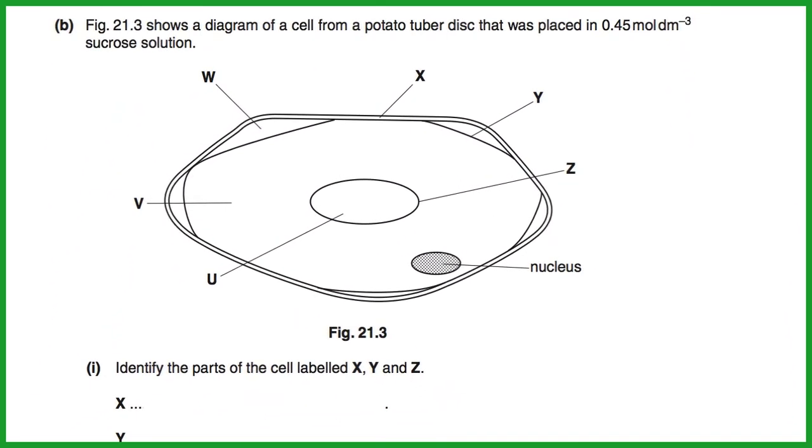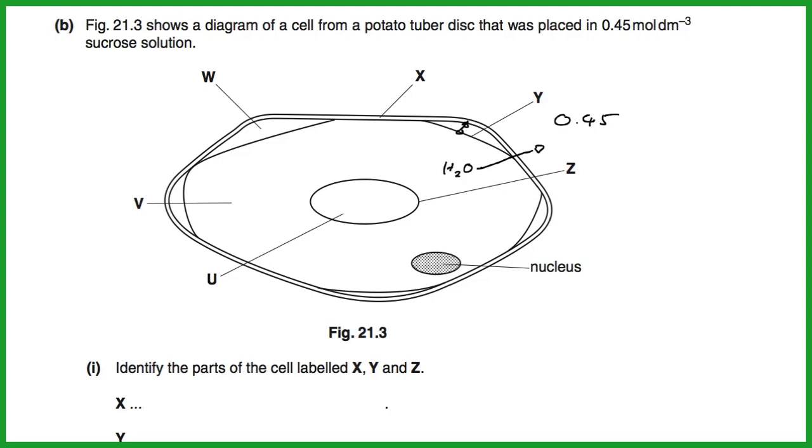Okay, then they show you a diagram of a cell from a potato tuber disc that was placed in 0.45 molar sucrose solution. So we've got 0.45 molar outside, and the potato tuber disc has lost mass. The reason it's lost mass is that there's a more negative water potential outside, so the water has moved by osmosis, and the volume of the cytoplasm has reduced. Now the cell membrane remains around the cytoplasm, but it has come away from the cell wall, which is a situation known as plasmolysis.